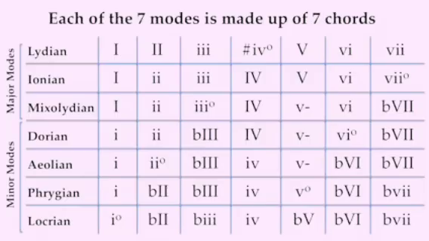Okay, so now here's a chart where you have the 7 modes and the chords of each of those modes from 1 to 7. And as you notice, all the modes are going to be a little bit different. So they're all going to have a different set of 7 chords.